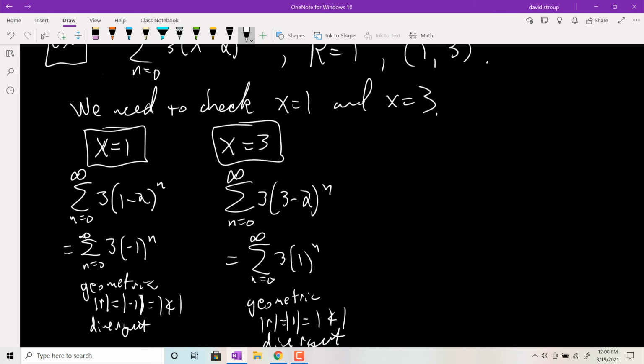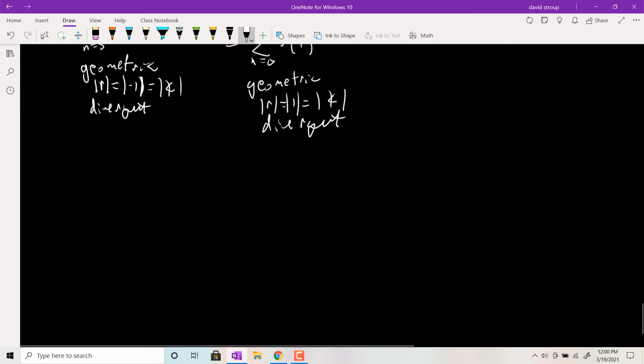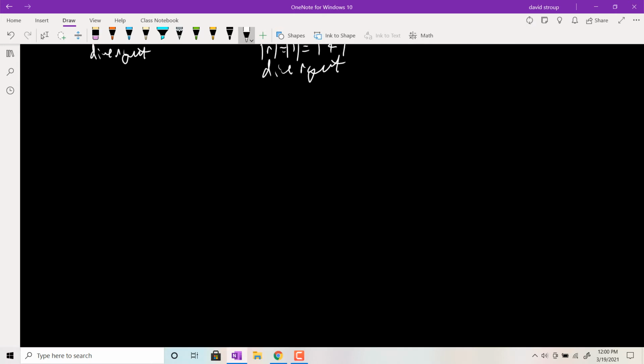So anyways, at the end of the day, it's divergent at both endpoints. So the interval of convergence is only convergent on (1, 3). If it had converged at an endpoint, then you would put in the square bracket on that particular endpoint. So anyways, this is officially called the interval of convergence. Okay. Let's move on to another one.